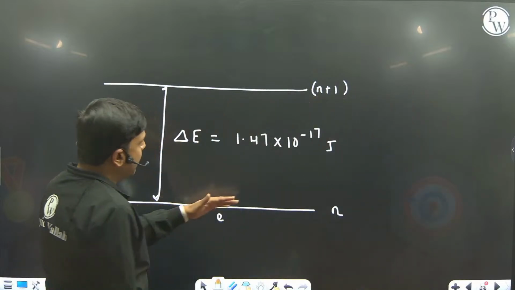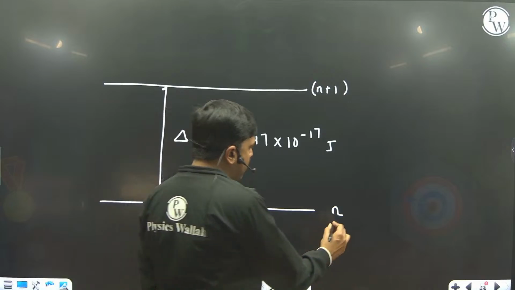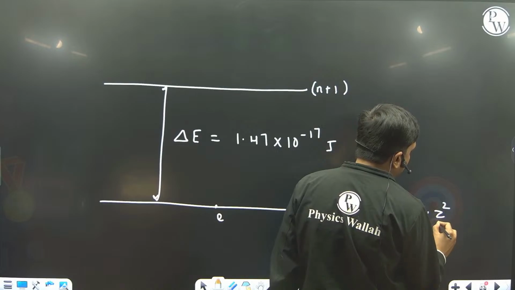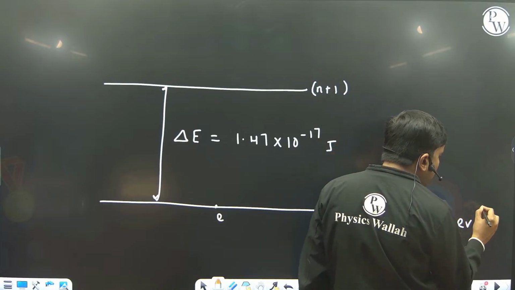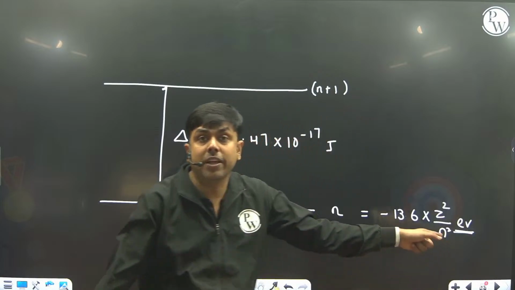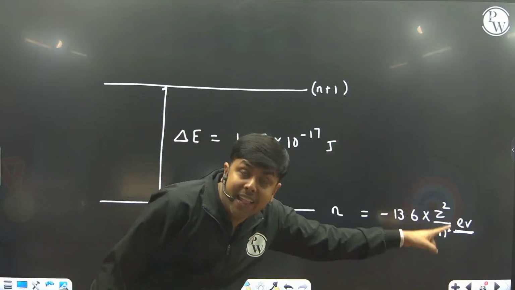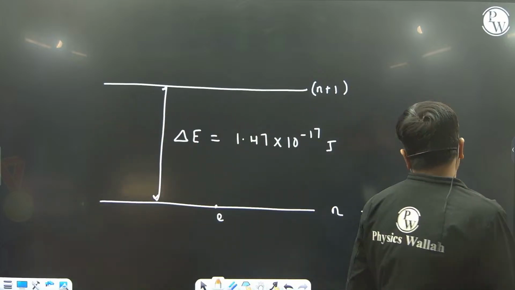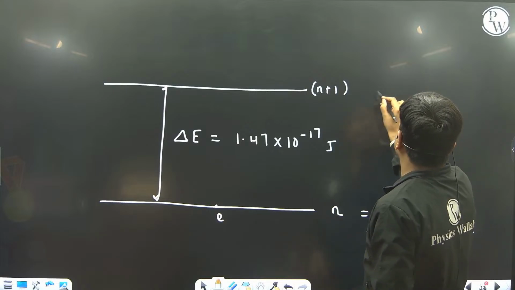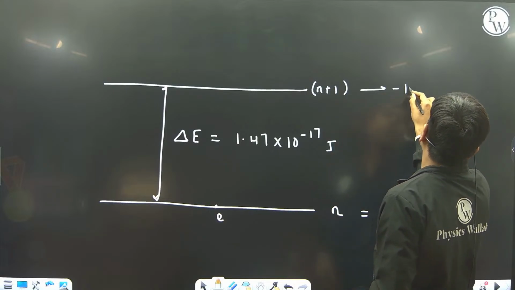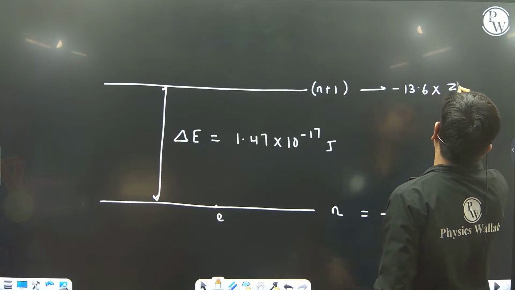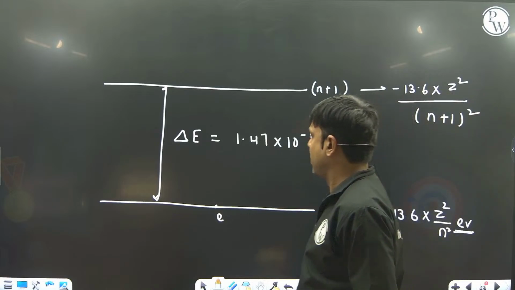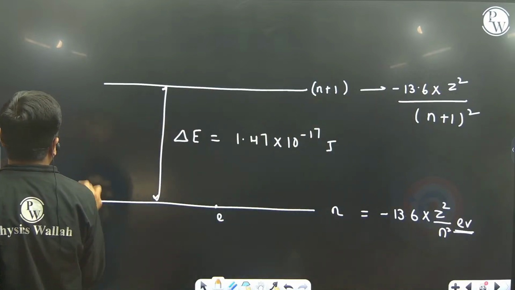What will be the energy of electron in the nth orbit? The energy of electron in any orbit is given as minus 13.6 into Z square upon n square electron volt. Remember the unit. Here the energy I am writing is in terms of electron volt, and the energy which they are providing is in terms of joules. And the energy in the n plus 1th orbit will be minus 13.6 into Z square upon n plus 1 whole square. Suppose it is E1, it is E2.